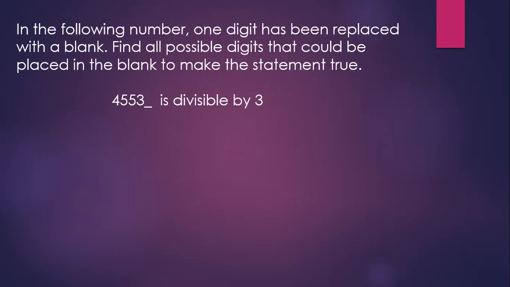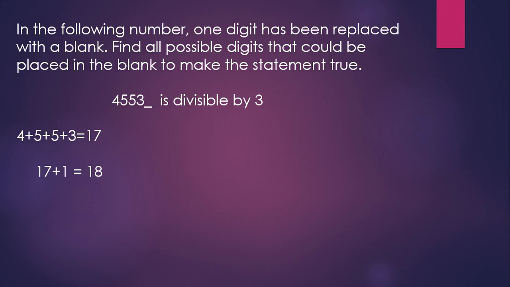In the following number, one digit has been replaced with a blank. Find all possible digits that could be placed in the blank to make the statement true. The rule for divisibility by 3 is that the sum of the digits must be divisible by 3. So if we sum the digits that we have so far, we get 17. That means the remaining digit would have to give us something that would be divisible by 3.